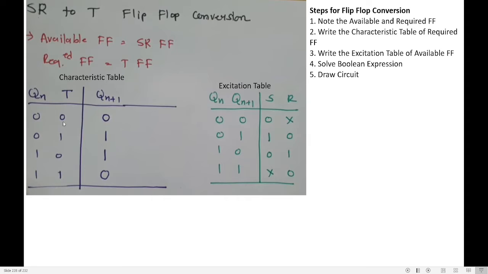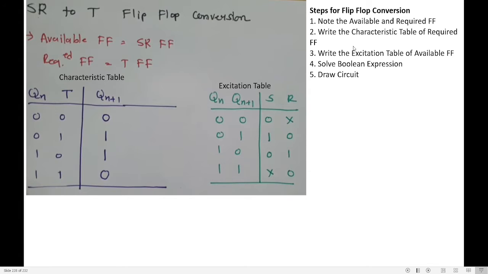If T is 0, whatever you have in Q will come as such. When T is 1, the output toggles. If T is 0, Qn will be equal to Q of n plus 1. If T is 1, it toggles. What is toggle? Inverse. Qn is 0, it becomes 1. Now T is 0, no change: 1, 1. T is 1, change: 1 becomes 0. This is how you write the characteristic table of T flip-flop.